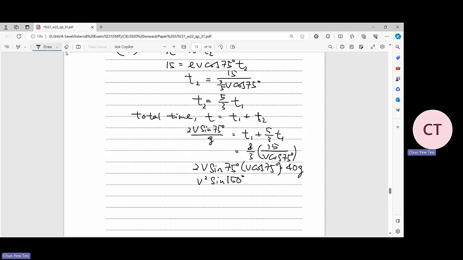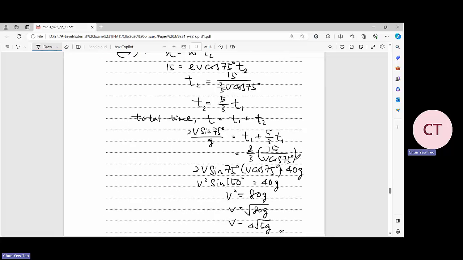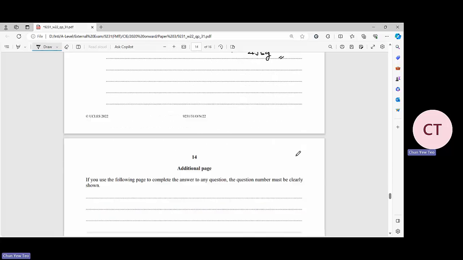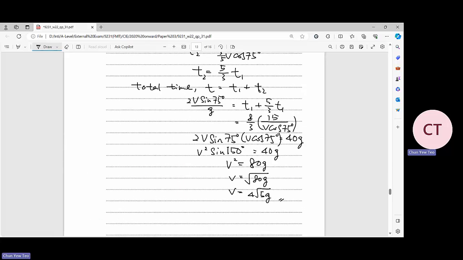Then it equals 40G. Sine 150 is a half. So V squared is 80G. Then your V is equal to the square root of 80G. Simplify it, then you get 4 root 5G. That is your speed in terms of G. Just like that, done. So this will be the answer for question C. And this will be the last part of the questions, no more. So we stop the video here.